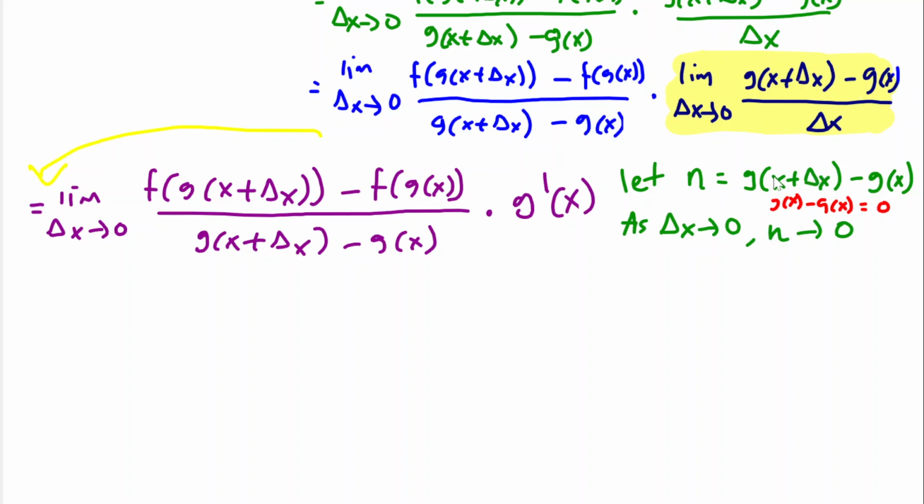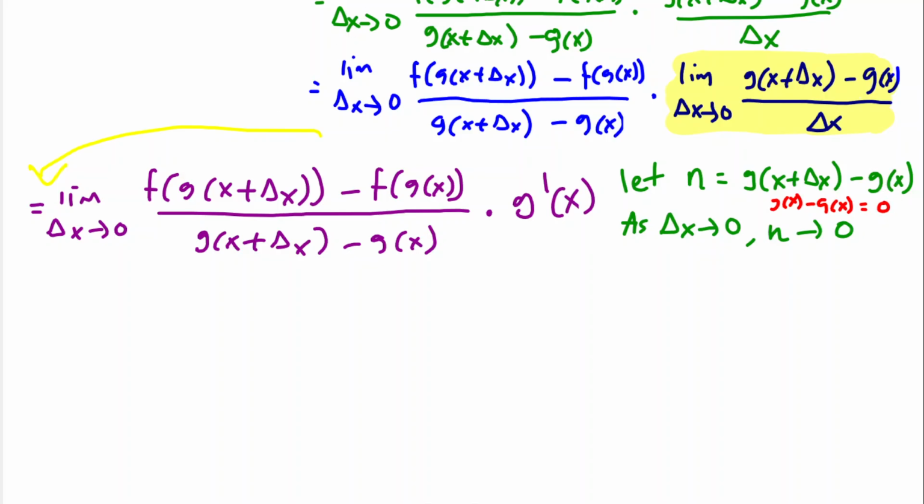Hopefully that makes sense. Just think about it: delta x is not equaling 0, it's approaching 0. So as delta x is approaching 0, this n value is also approaching 0, because eventually g of x minus g of x is 0, so n will also be approaching 0.